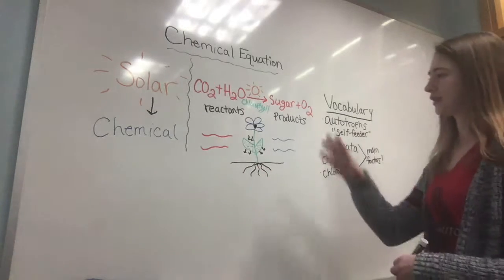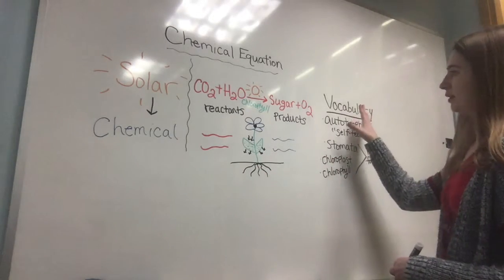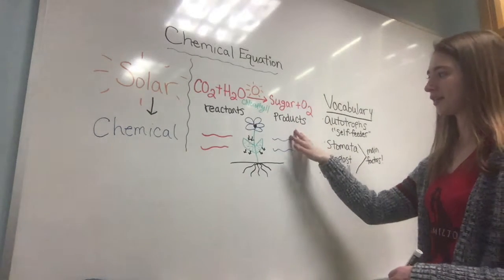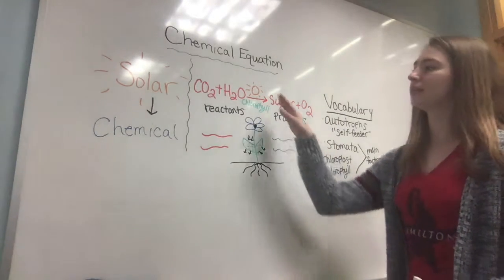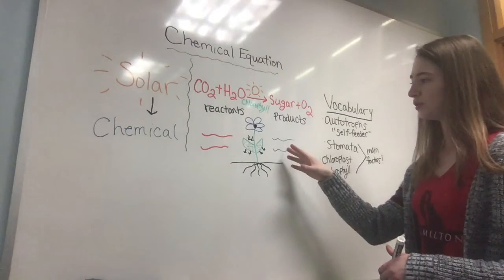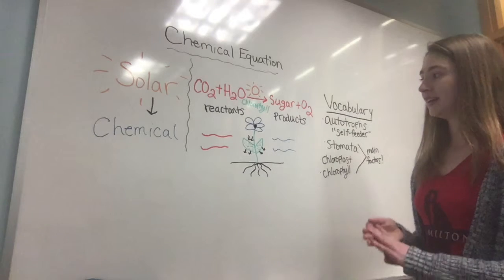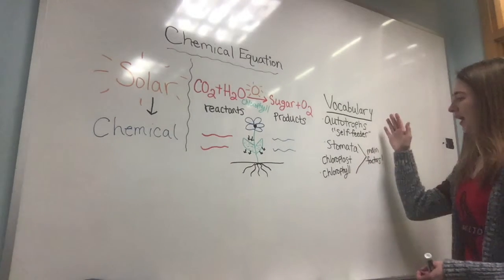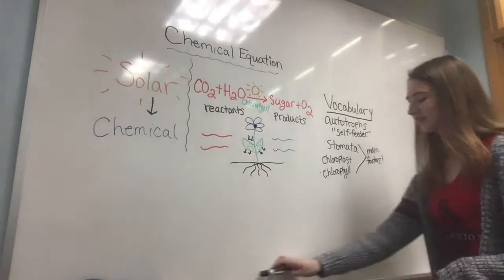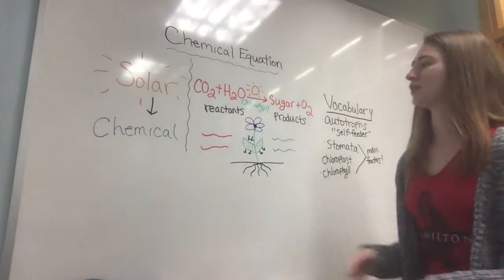But overall, photosynthesis, we can look at the equation, all these formulas, reactants and products. We are taking the energy from the sun, breaking it down into the food, the glucose, the sugars needed for it to grow. And with all of this to consider, it's a really great process for these plants.